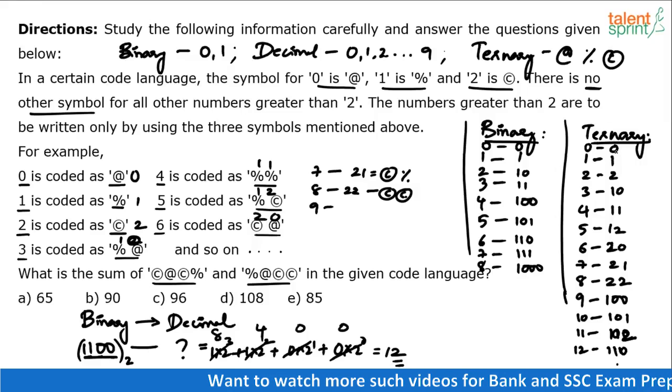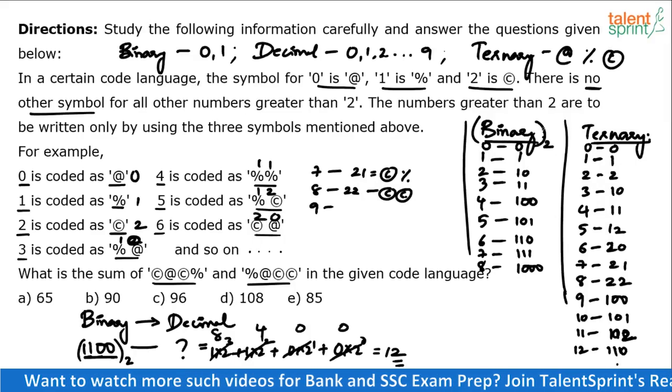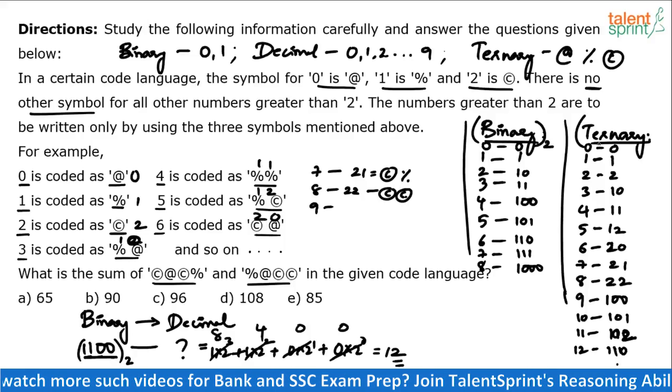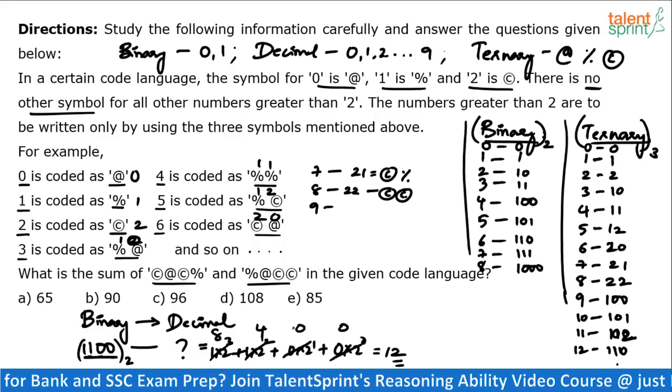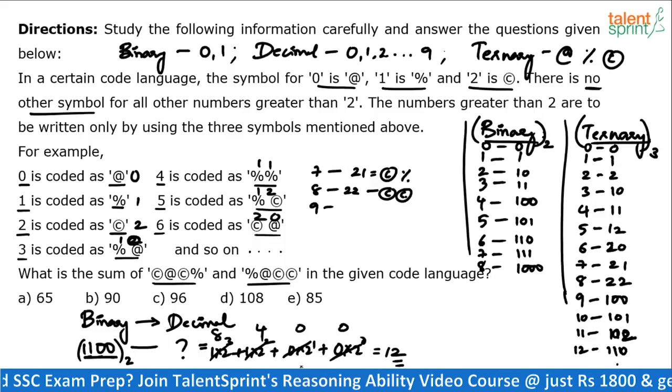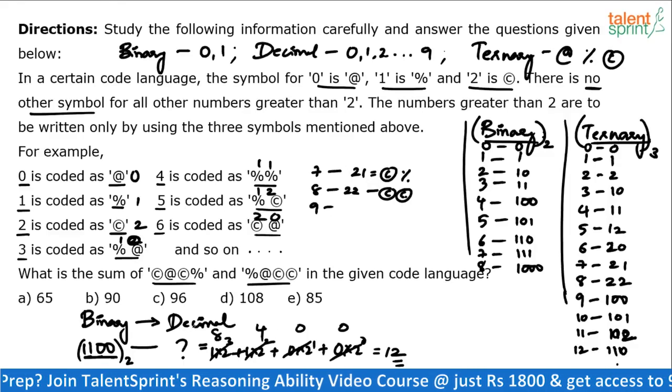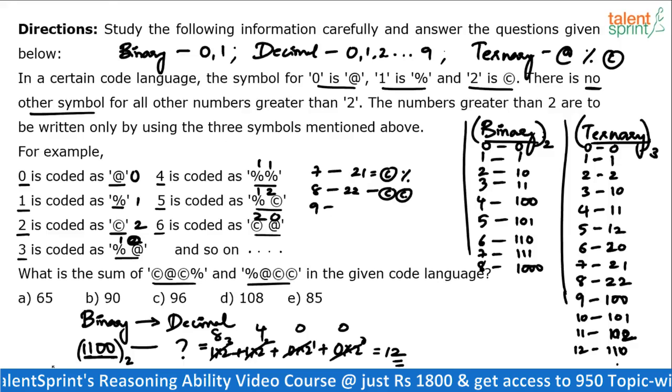What is the base of the ternary number system? Base is nothing but the number of symbols which exist in that system. In the ternary number system, the base is 3. So instead of using 2 power 0, 2 power 1, 2 power 2 and 2 power 3, you use 3 power 0, 3 power 1, 3 power 2 and 3 power 3. Are you able to follow?